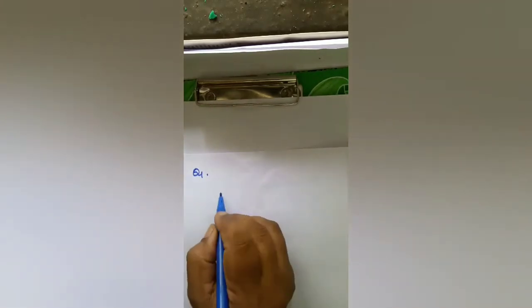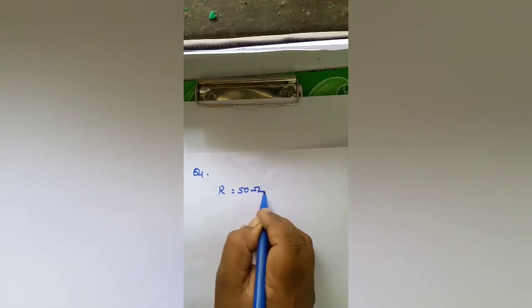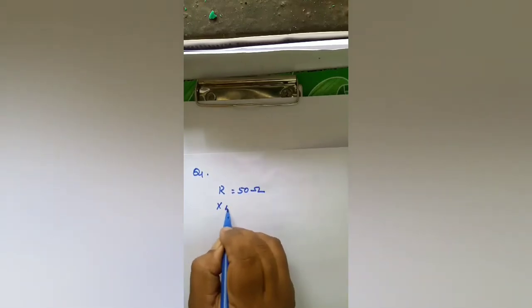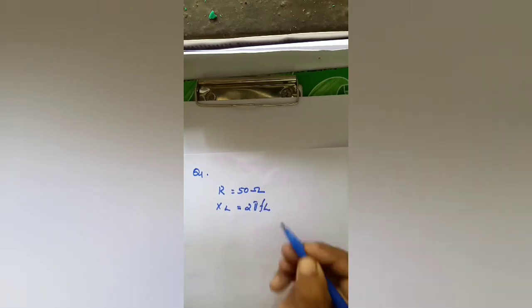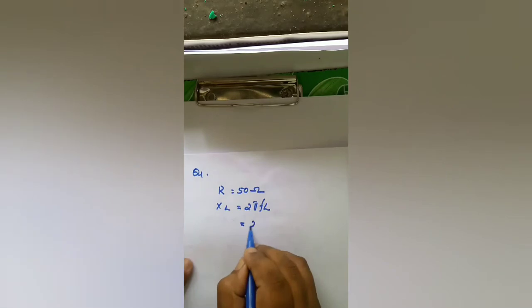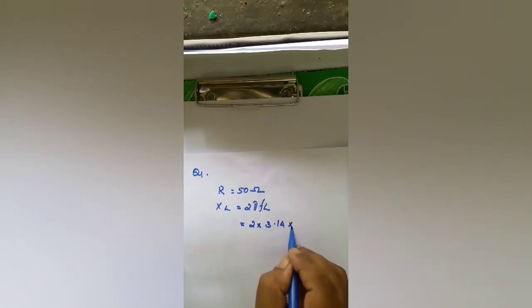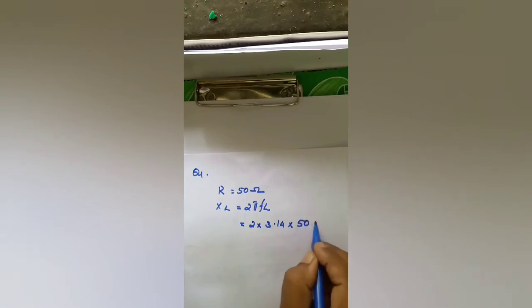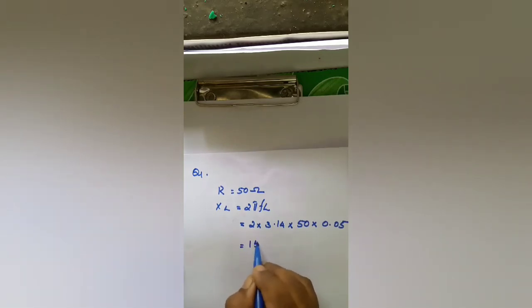The given quantities are R equal to 50 ohm, and XL is equal to 2πfL, that is, 2 into 3.14 into 50 into 0.05, that is our L, which is equal to 15.7 ohm.